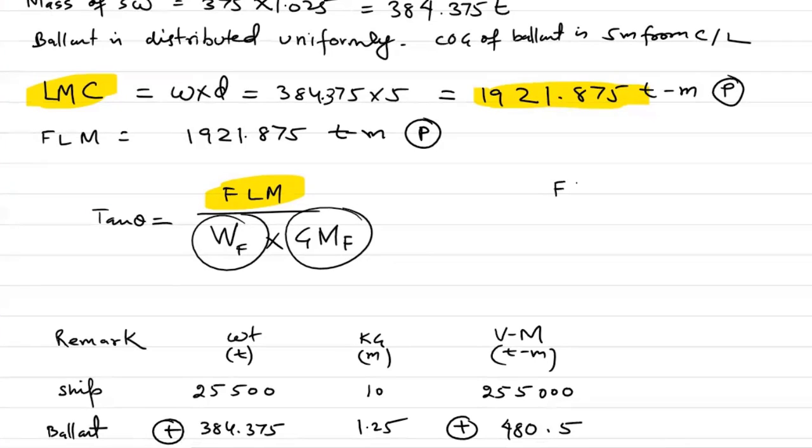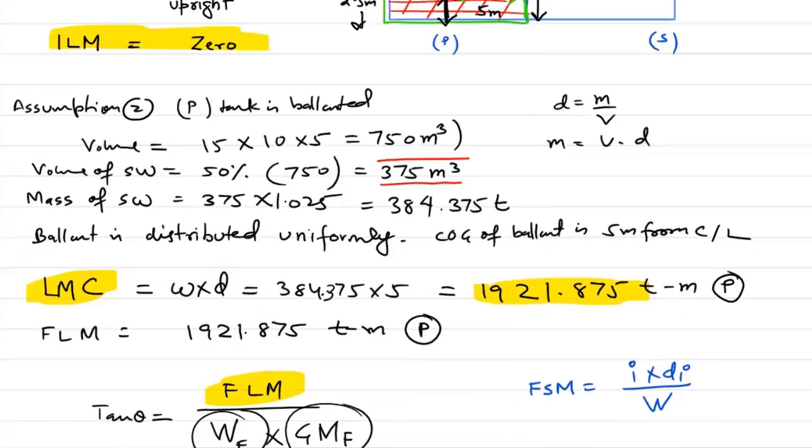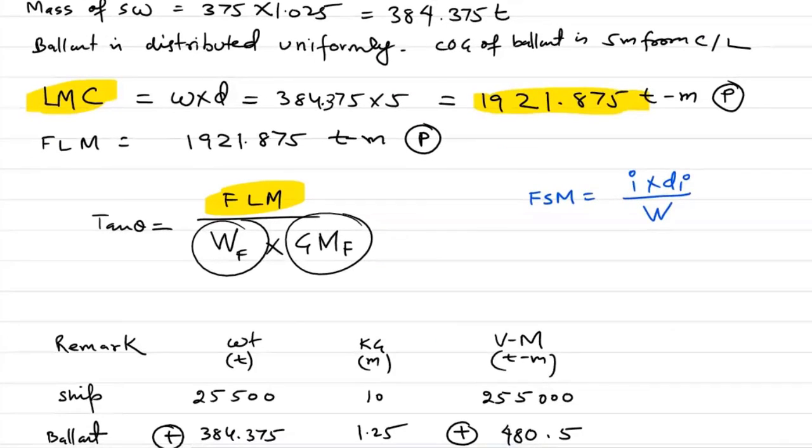What is the definition of free surface moment? Let's choose a different color here. Free surface moment is i into density, divided by W. What is i here? Second moment of inertia. i is l b cubed by 12. The unit is meter to the power 4.